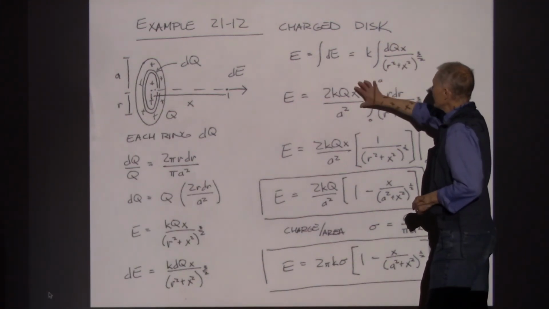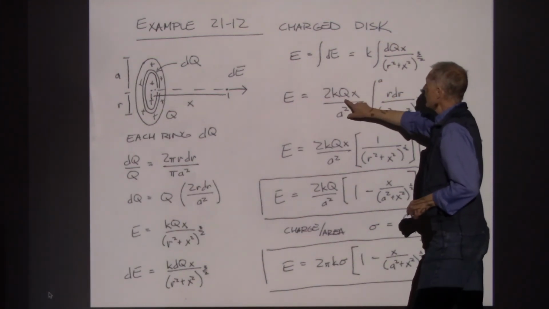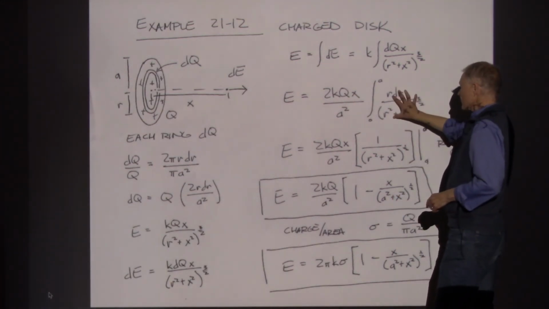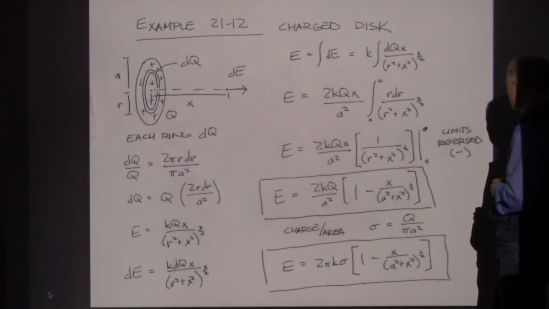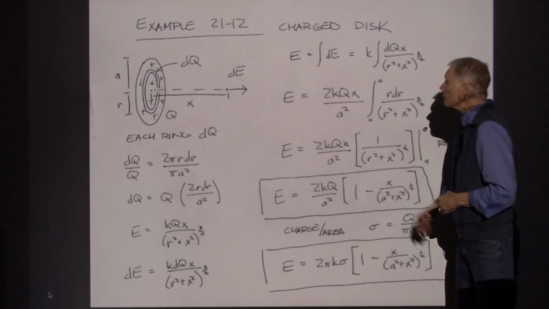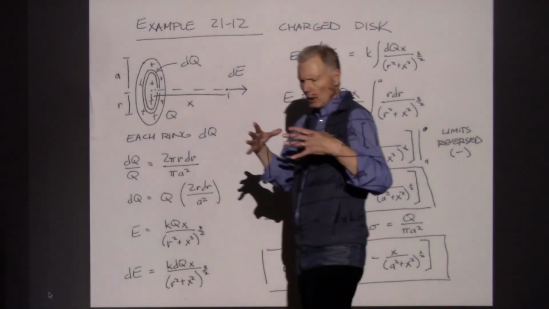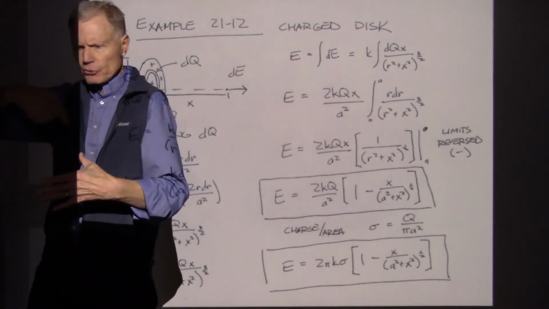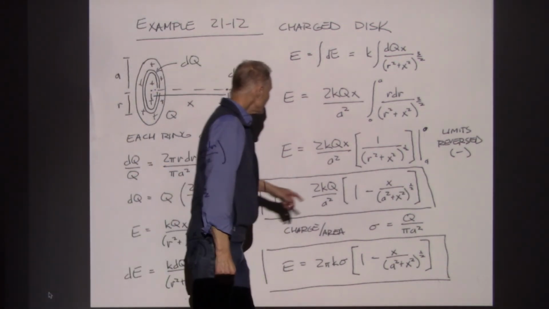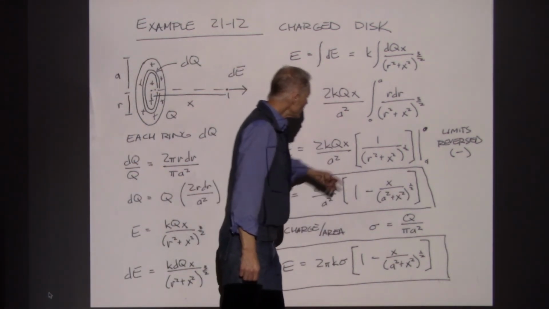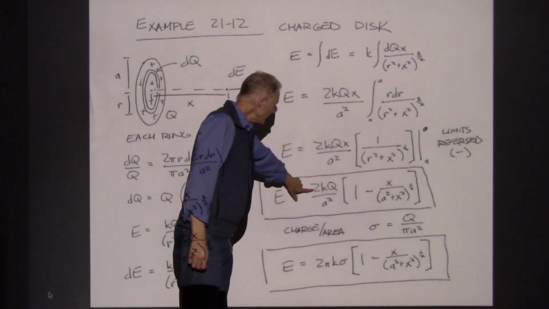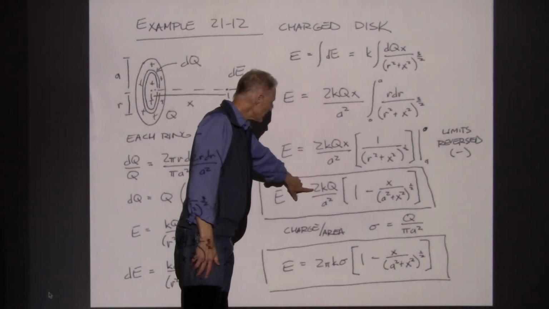Now what I can do is pull out anything that's a constant. And for now, x is going to be treated as a constant. And then I'm going to carry out this integration. And again, I'm not going to look at the details. This is the formula we end up with. It says that the electric field along the axis of a circular disk is given by this expression. Notice that as x approaches 0, the electric field becomes 2kq over a squared.